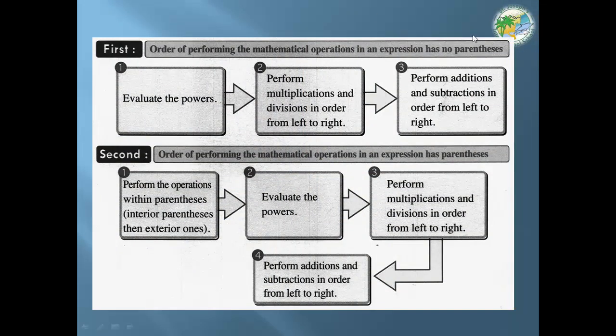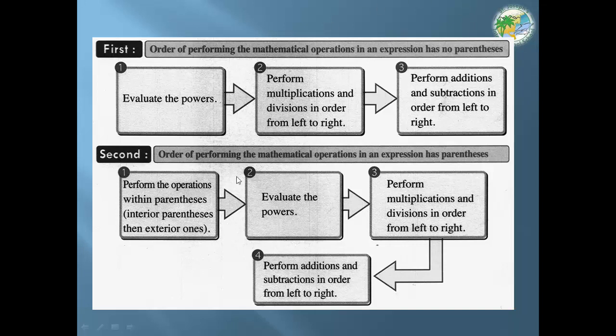First, by this chart, we can know how to order the performing of mathematical operations in an expression that has no parentheses. Number 1, evaluate the power. So the first thing is the power. Number 2, perform multiplication and division in order from left to right. Number 3, perform addition and subtraction in order from left to right. Fine. So number 1 power, then multiplication and division, then addition and subtraction in order from left to right. Okay.